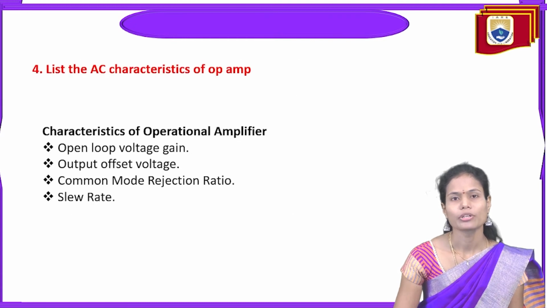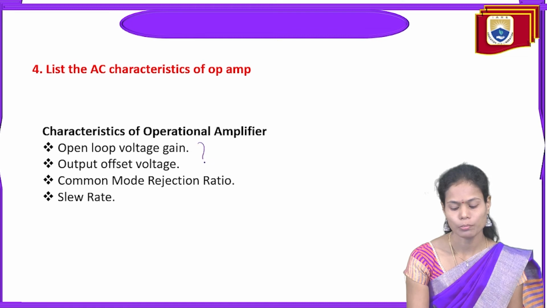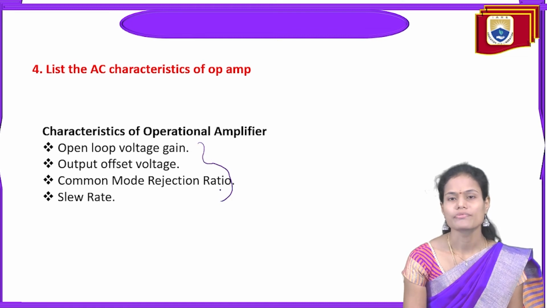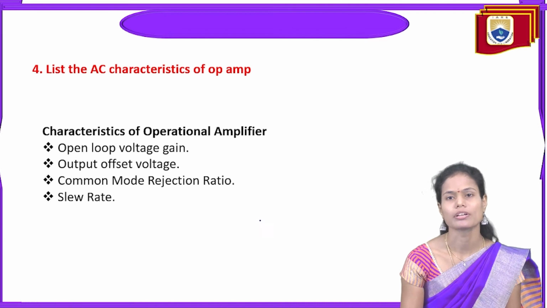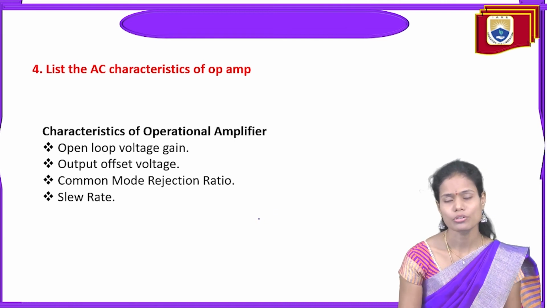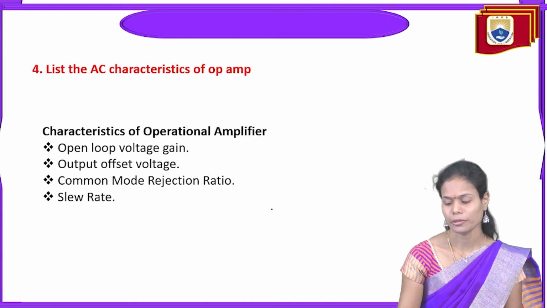Coming to the next question, list the AC characteristics of operational amplifier. The characteristics of the operational amplifier are open loop voltage gain, output offset voltage, common mode rejection ratio, as well as slew rate here. These values are either 0 or infinity in the case of an ideal operational amplifier, but these values are low or high in the case of a practical operational amplifier.